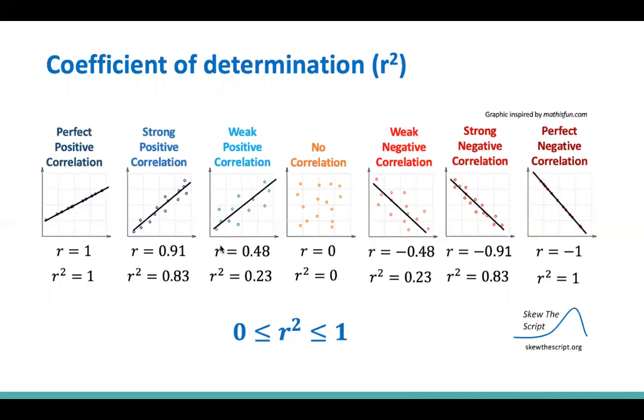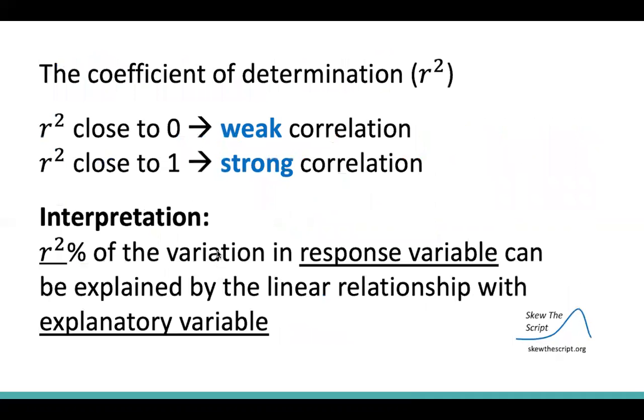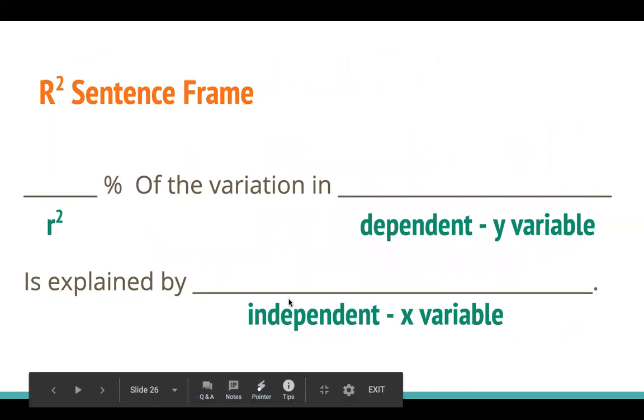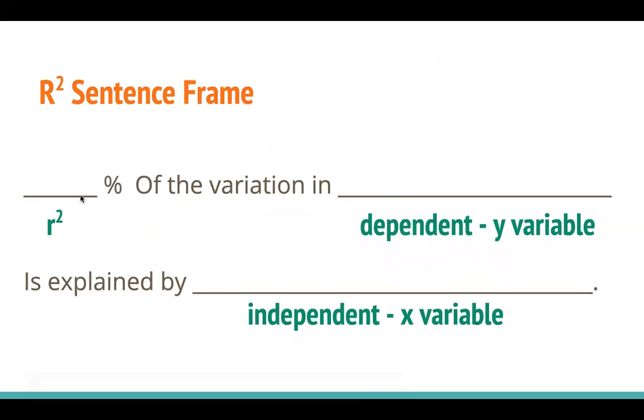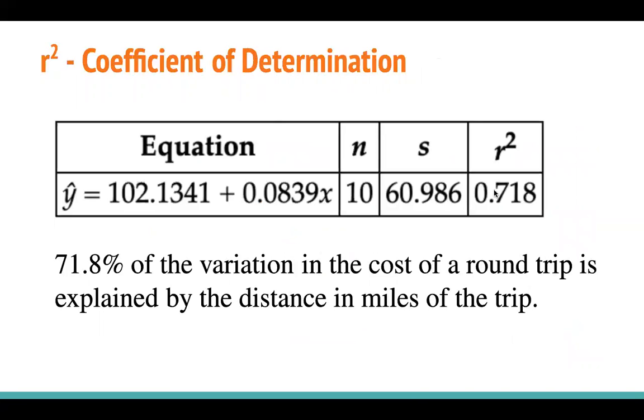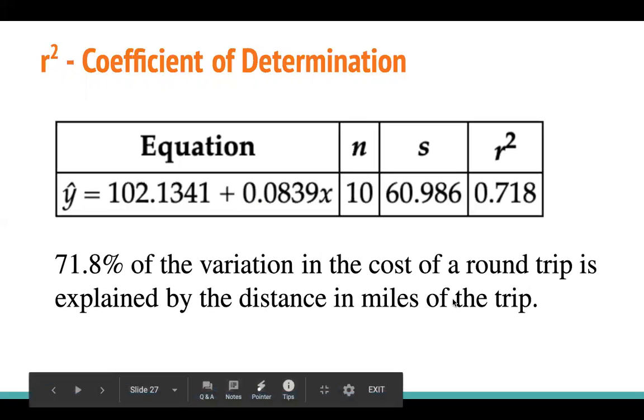R squared is called my coefficient of determination. It's always between 0 and 1. And 0 is weak, 1 is strong. And I have this interpretation. I'm going to go to the next slide. So we had the sentence frame. I'm going to fill in the blanks. I have blank percent, R squared goes there, of the variation in the y variable is explained by the x variable. My R squared is 71.8 or 0.718. So that's 71.8% of the variation in cost of a round trip is explained by the distance in miles of the trip. So again, I have the percent of variation in y explained by x.